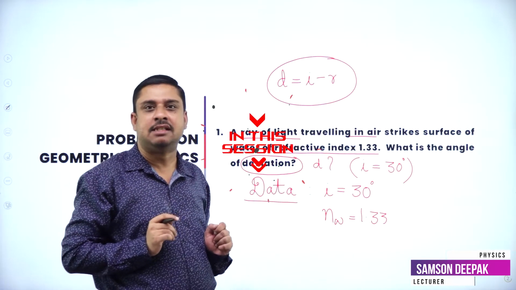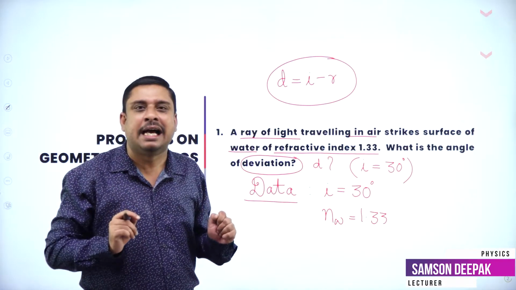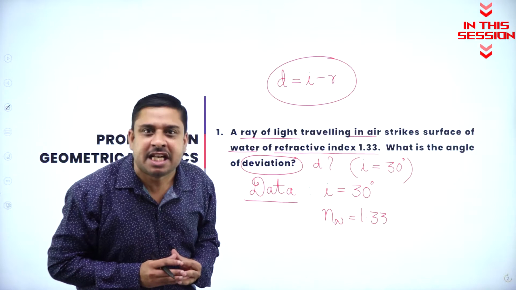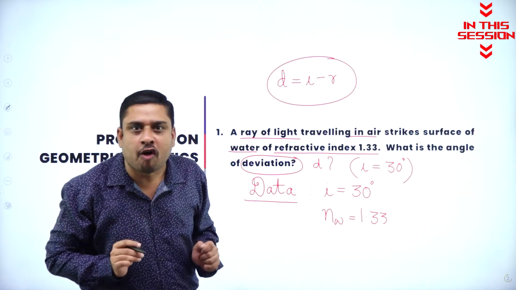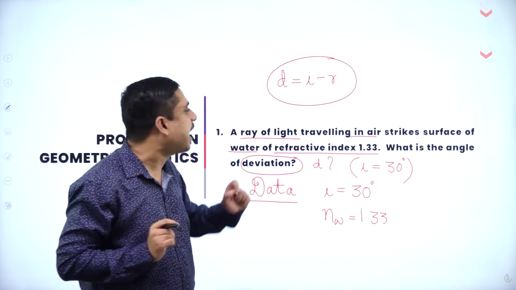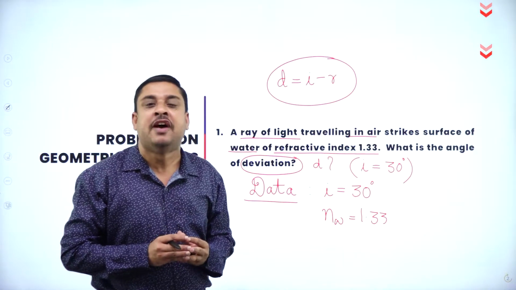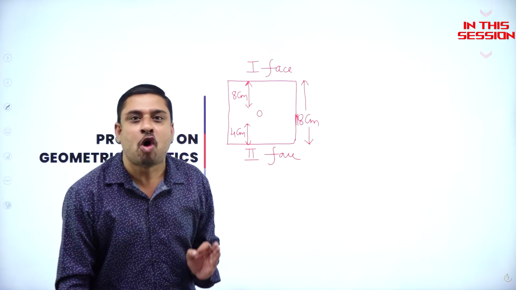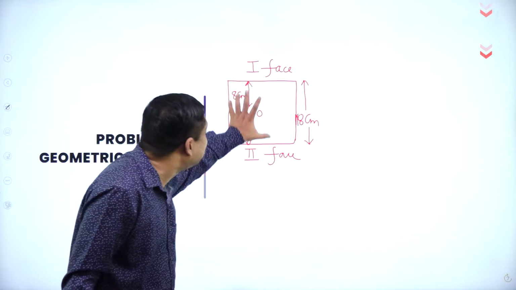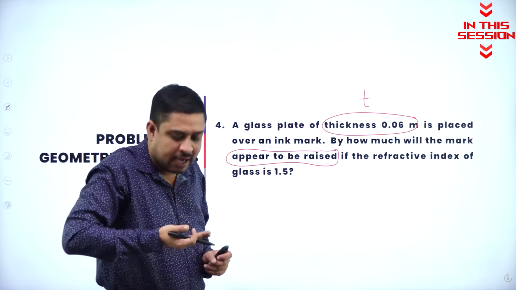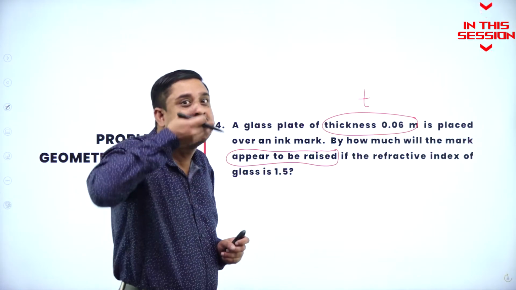Angle of incidence minus angle of refraction is angle of deviation. It appears to be at a distance of 4 centimeters from the second face if its refractive index is 1.5. Appears to be raised.